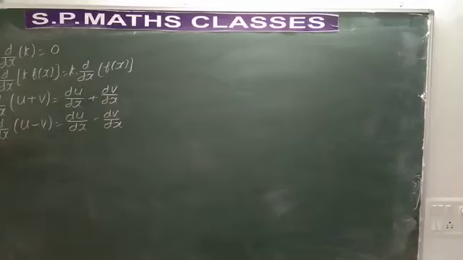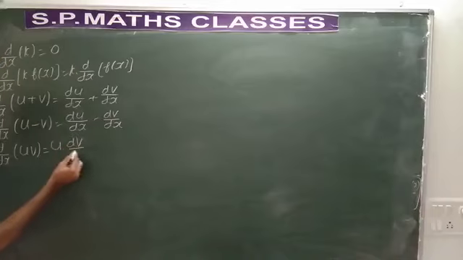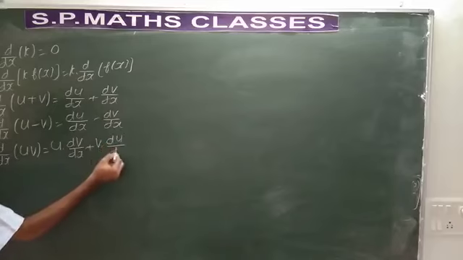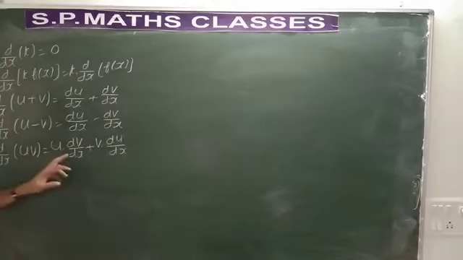Derivative of a constant, all this you have studied. And the derivative of uv, that is the product rule. It is also called the Leibniz rule. You have studied that: first function, derivative of the second, plus second function, derivative of the first. We used to write it as uv dash plus vu dash. That's what the product of two functions is.